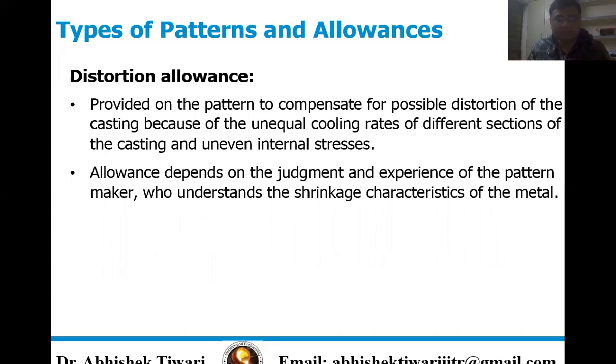Then we have distortion allowance. So it is provided on the pattern to compensate for possible distortion of the casting because of unequal cooling rates of different sections of the casting and uneven internal stresses. This allowance depends on the judgment and expertise of the maker who understands the shrinkage characteristics of the metal. So a typical metallurgist can decide what distortion allowance is required for making a pattern.